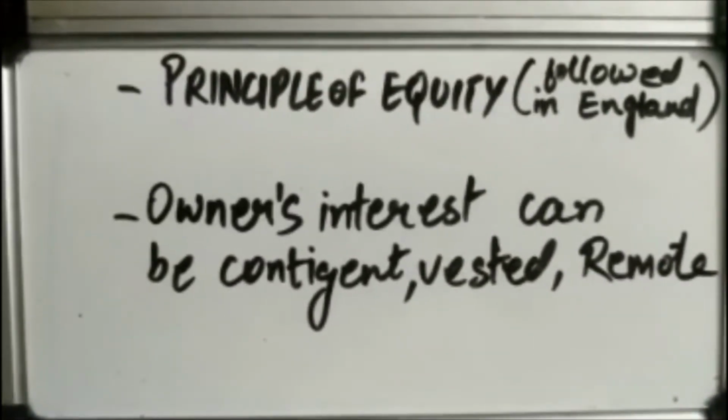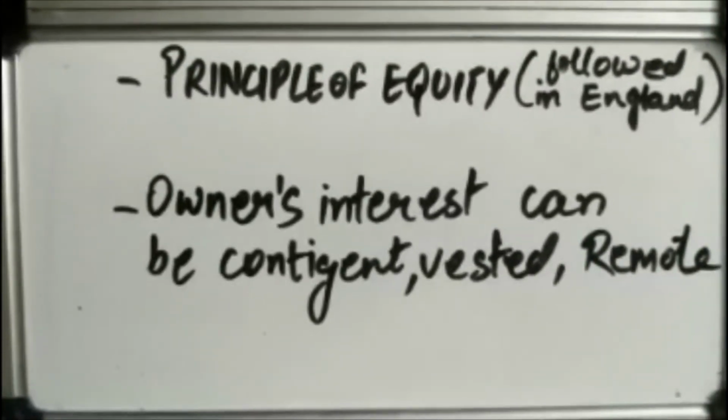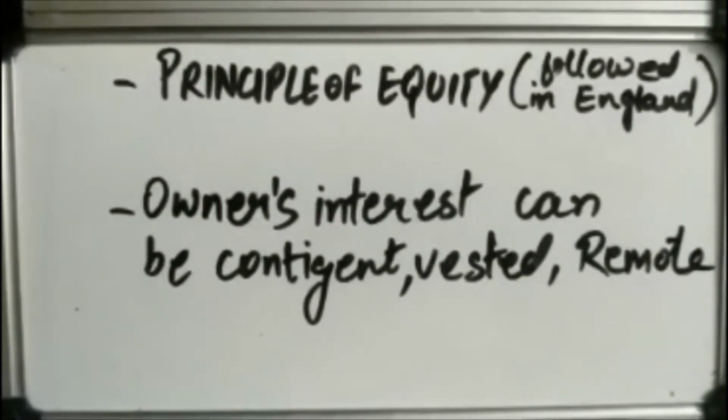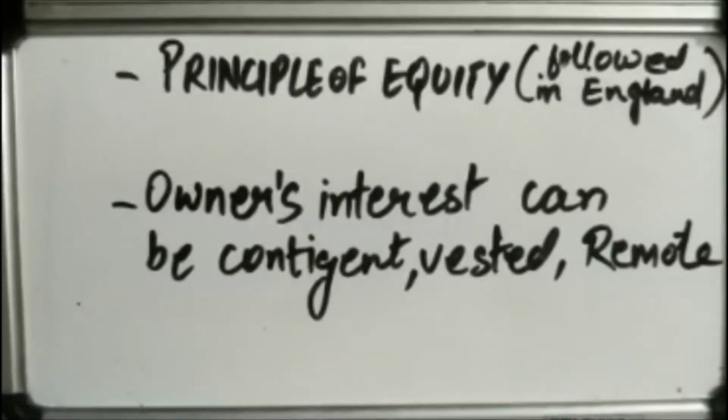Doctrine of election is based on the principle of equity followed in England by English courts. Further, owner's interest can be contingent, vested, or remote.